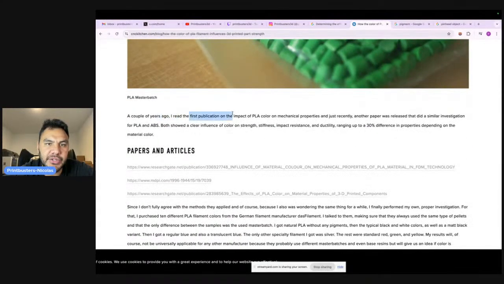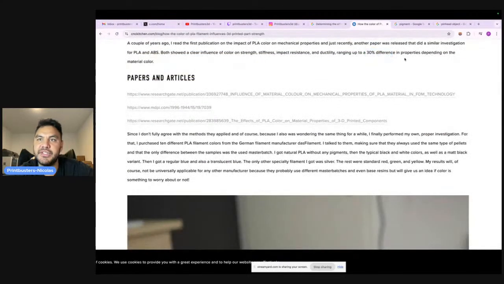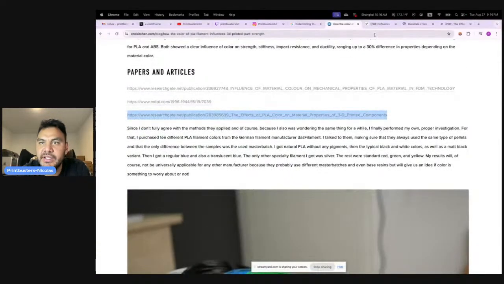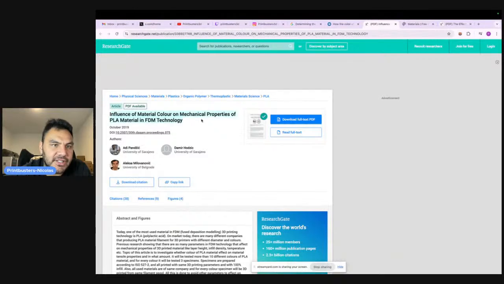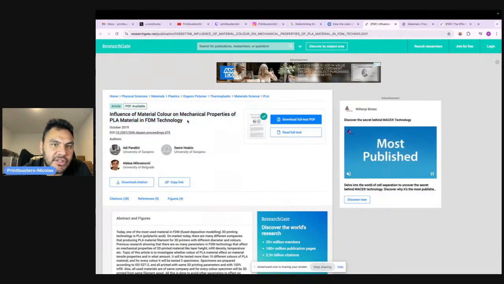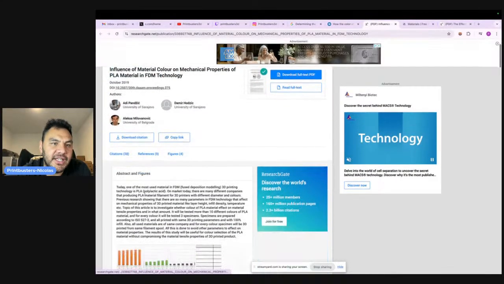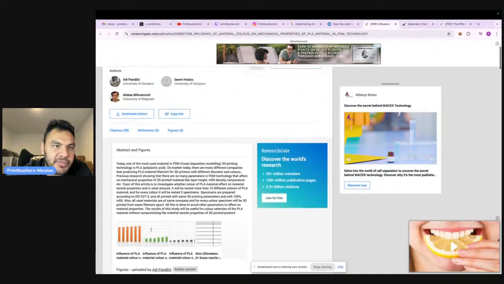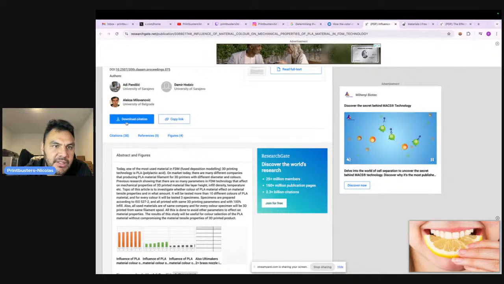A couple of years ago, I read the first publication on the impact of PLA colors on mechanical properties. A similar investigation was released, and so on. Okay, ranging to 30% difference. Okay, so here is what's available at the moment. So thank you, CNC Kitchen, for making it easier. So there is a paper, Influence of Material Colors on Mechanical Properties of PLA Materials on FDM technologies. So can we have access to the whole thing?